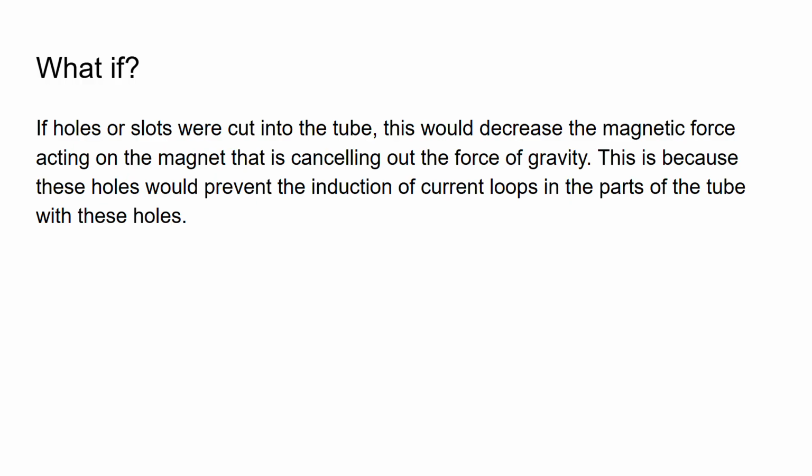If holes or slots were cut into the tube, this would decrease the magnetic force acting on the magnet that is canceling out the force of gravity. This is because these holes would prevent the induction of current loops in the parts of the tube with these holes, because while the EMF would still be induced, there would be no conductor for these mobile charges to move around through completely in these complete loops because there's holes in it.